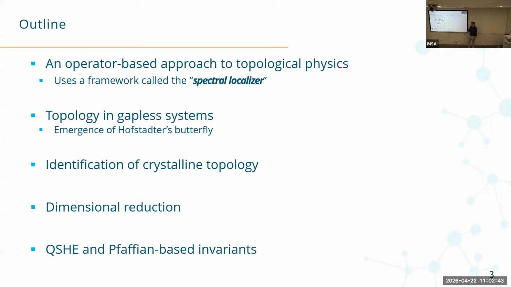Then I'm going to go through a bunch of different examples of how this framework can be applied beyond just Chern numbers. So crystalline topology, dimensional reduction in a topological superconductor, and I'll talk about the quantum spin Hall effect. I'll start with Chern numbers. I don't want you to get the impression that this is only good for Chern numbers in 2D. It works in the whole Cerjan table. I just want to show results from all of them.